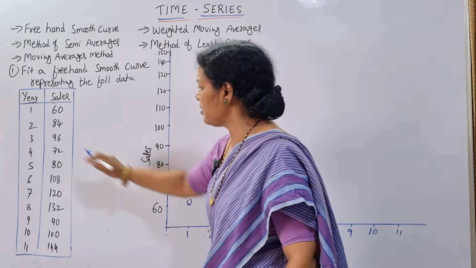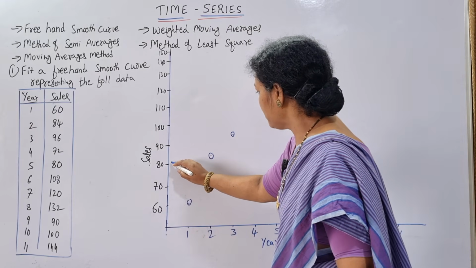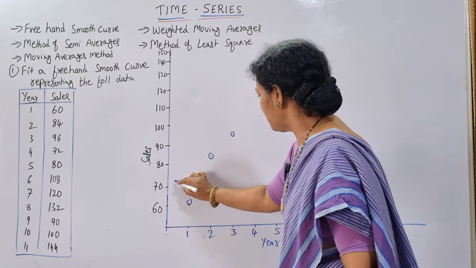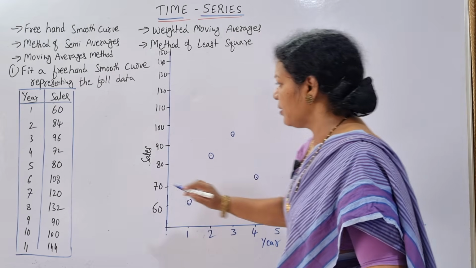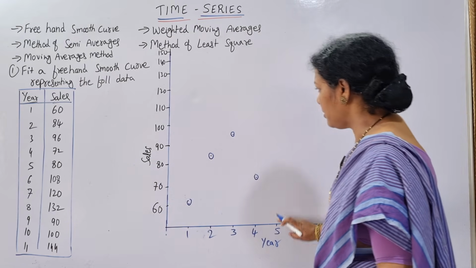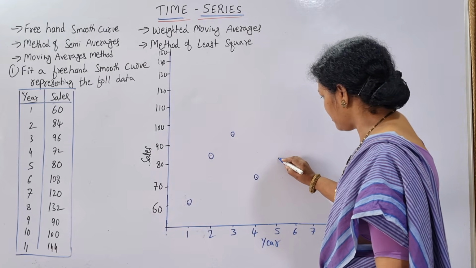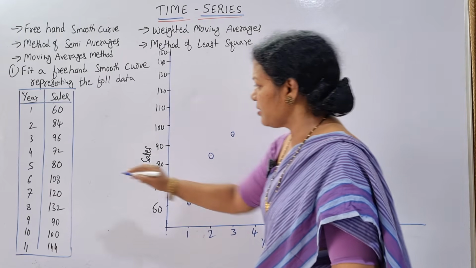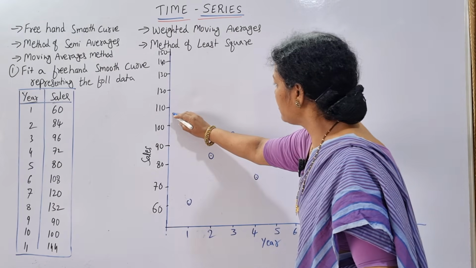Next, fourth year: 72. Fourth year 72 means it's coming down. It's here. After that, 80. Fifth year is 80. 80 means once again there is a growth in the sales. And sixth year is 108. Sixth year 108 means it's here.